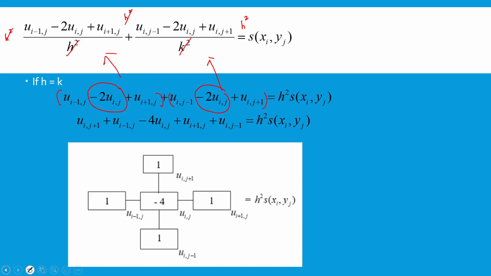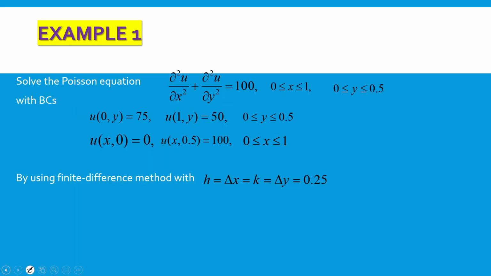Do you have any questions? If no, we look at example 1. Solve the Poisson equation del 2u del x2 plus del 2u del y2 equal to 100, where x from 0 to 1, y from 0 to 0.5, with the boundary conditions u 0 y equal to 75. Since you have no questions, right?